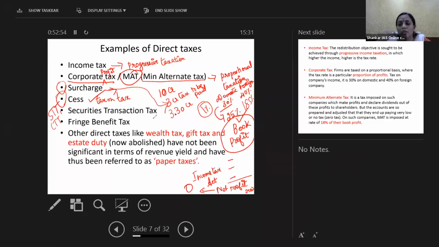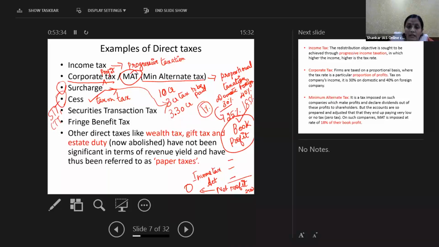They did implement it, and at a certain point of time, by around 2010, they abolished this fringe benefit taxation also. But you need to know that there is a type of taxation called fringe benefit taxation, which is a type of direct taxation. Fringe benefit taxation will be paid by the employer. So that's a type of direct taxation.